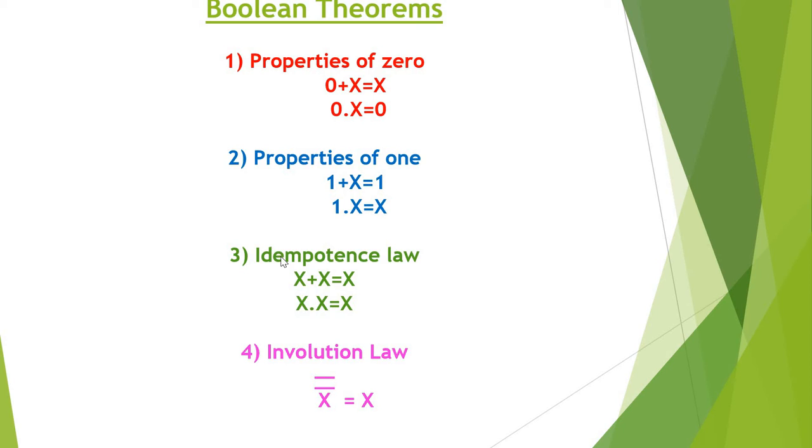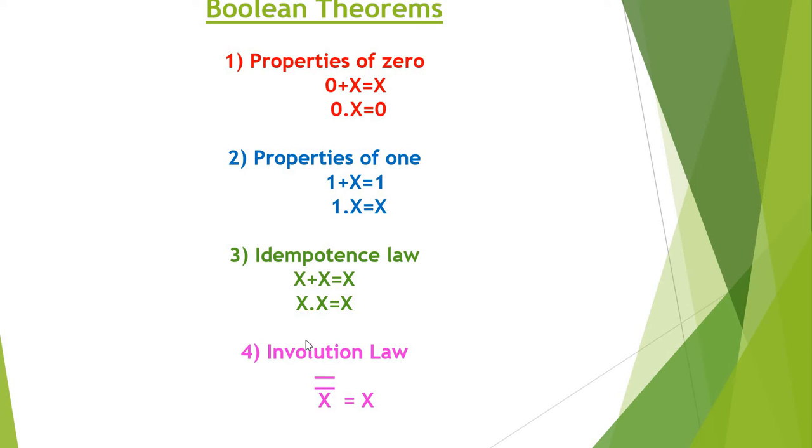In idempotency law, one variable is combining with the same variable. Here x is combining with x itself. The first theorem is x plus x is equal to x. The second theorem is the dual of the first theorem, that is x dot x is equal to x.